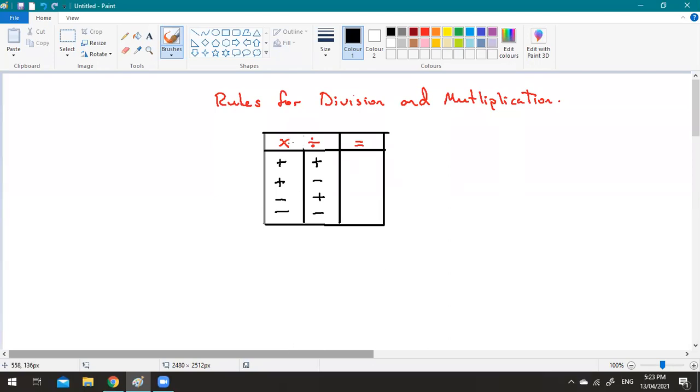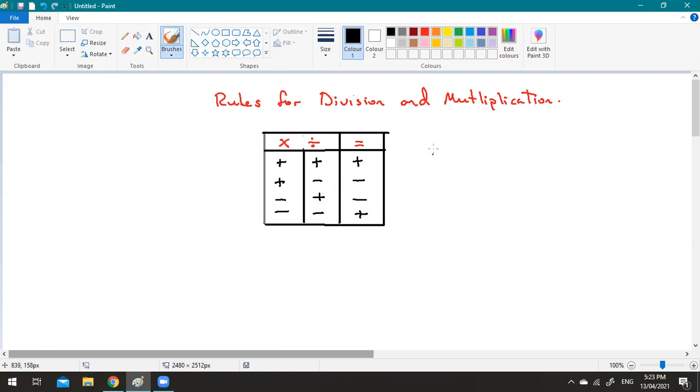A positive number multiplied by a positive number will give us a positive answer. A positive number multiplied or divided by a negative number will give us a negative answer. A negative multiplied or divided by a positive will give us a negative answer. And a negative multiplied by a negative will give us a positive.